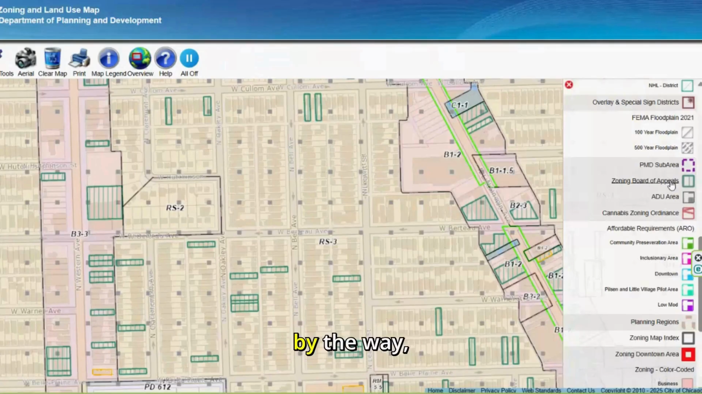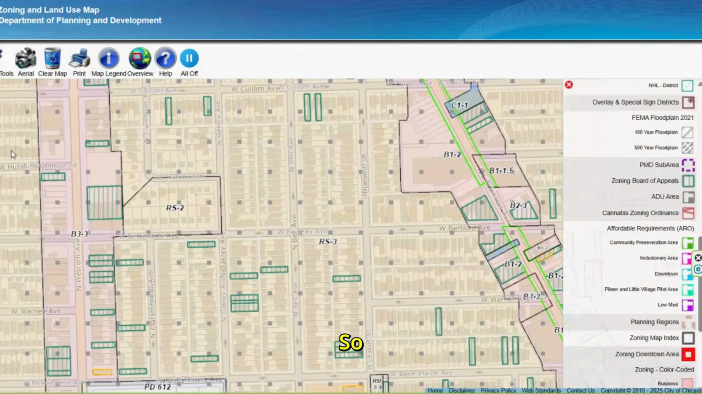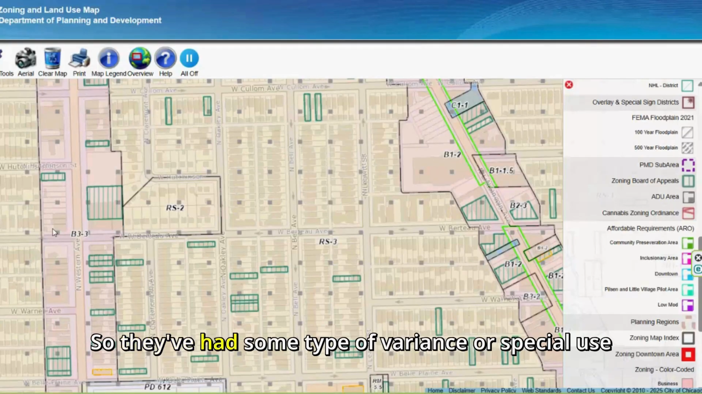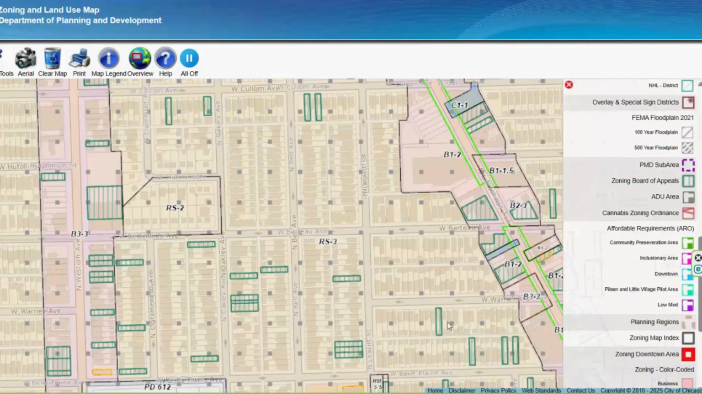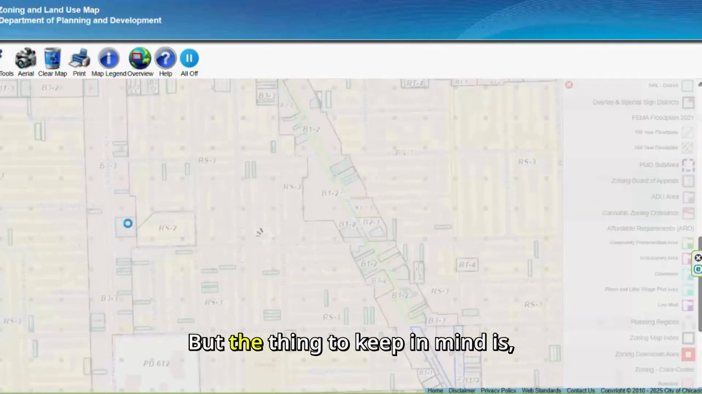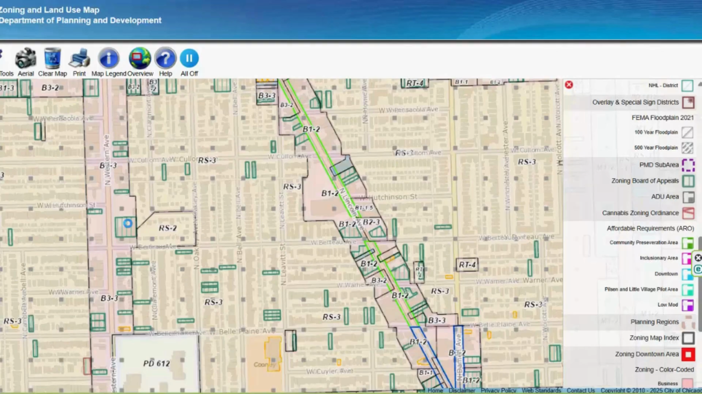But you can see, by the way, look where it says Zoning Board of Appeals. A lot of these buildings have actually gone to the Board of Appeals to be zoned. So they've had some type of variance or special use that they've asked permission for. Look how many of these properties, as you look around, have gone through a Zoning Board of Appeals process. But the thing to keep in mind is that if you're developing a property, at some point or another, you might have to talk to zoning.